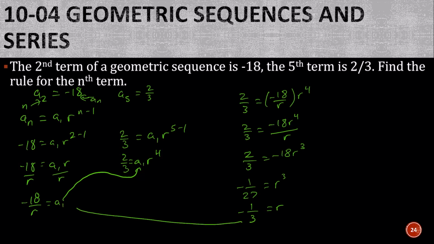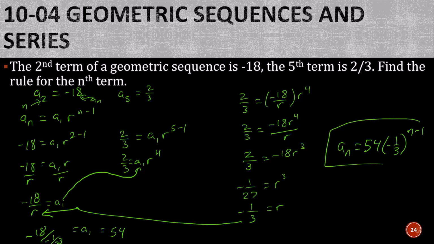So now I can take that and plug it in there to find a1. So negative 18 divided by negative 1/3 is a1, which is positive 54. So our answer is an equals a1 times r to the n minus 1.